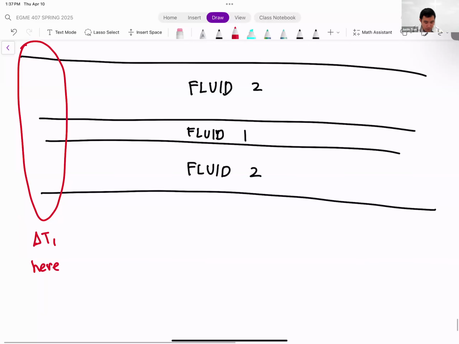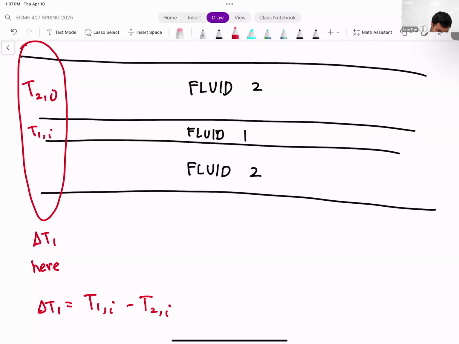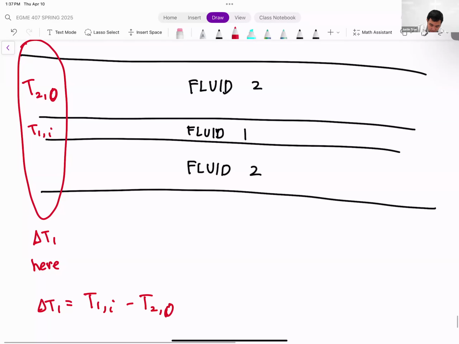So what we can say is that we can compute delta T1 here, right? So we have T1 inlet, and let's say this is a parallel flow heat exchanger. That means both the inlets are in the same place. That means delta T1 is equal to T1 at the inlet minus T2 at the inlet. But if this were a counterflow heat exchanger, we'll say that this is T2 at the outlet. And so this would change. So delta T1 would be T1 inlet minus T2 outlet.